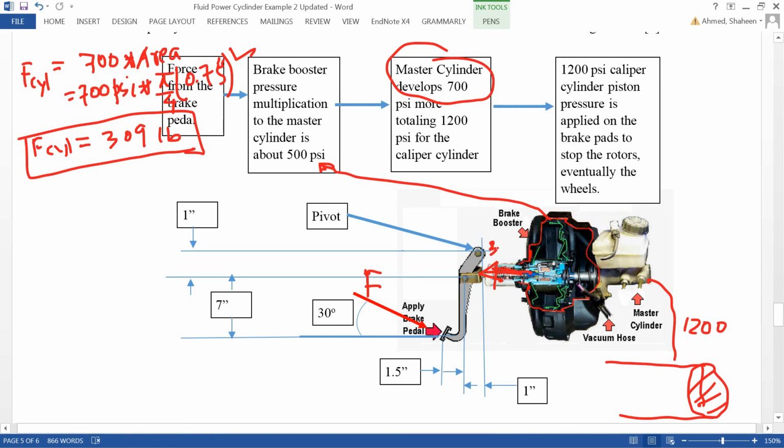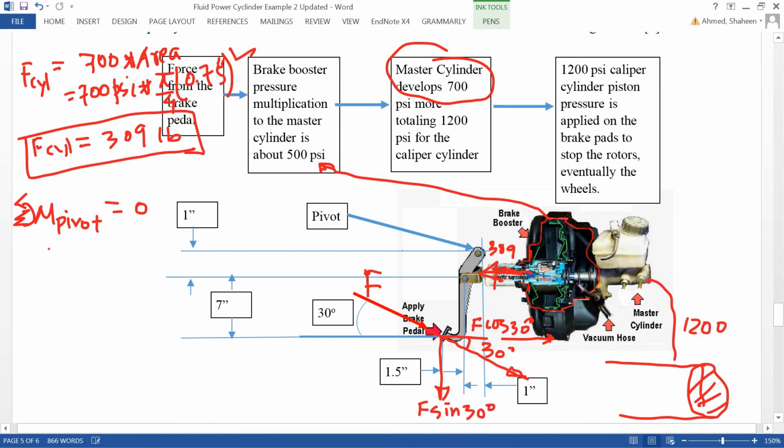So that's 309 pounds. Now to solve any lever problem, we'll have to take the moments with respect to the pivot point. So moments with respect to the pivot, anti-clockwise moment, all moments sum to 0. In this case, we can resolve this force. So let me extend this. We can resolve this force horizontally. This is 30 degrees. So that force will be F cosine 30 degrees, and then the downwards force will be F sine 30 degrees.